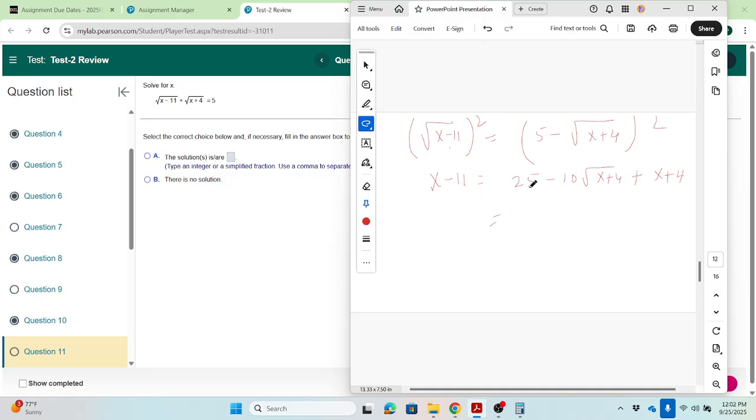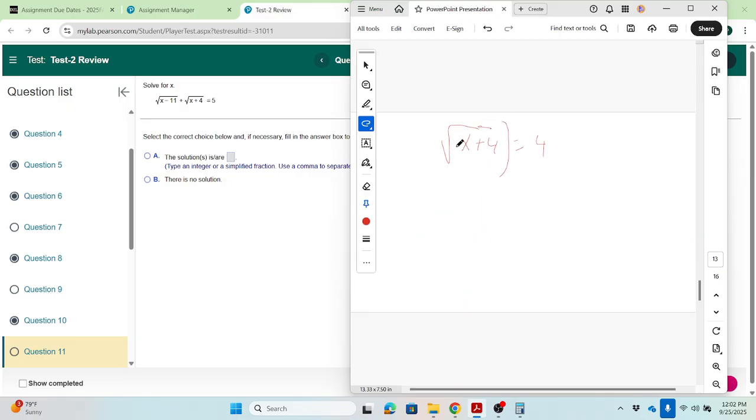So here, 25 plus 4 is 29, minus 10 square root of x plus 4, and then there is an x, and there is x minus 11. So subtract x, it's gone, and then subtract 29, this is gone, and that gives you negative 40 equals negative 10 square root of x plus 4. Divide both sides by negative 10, that gives you 4, and now the problem becomes square root of x plus 4 equals 4. If you go back, on the left side there is a 4, and on the right side there is a square root of x plus 4.